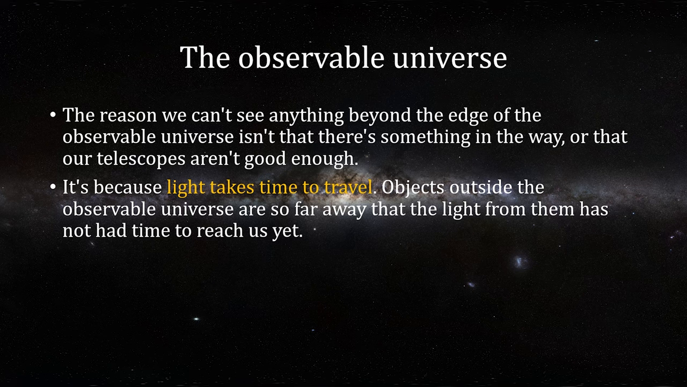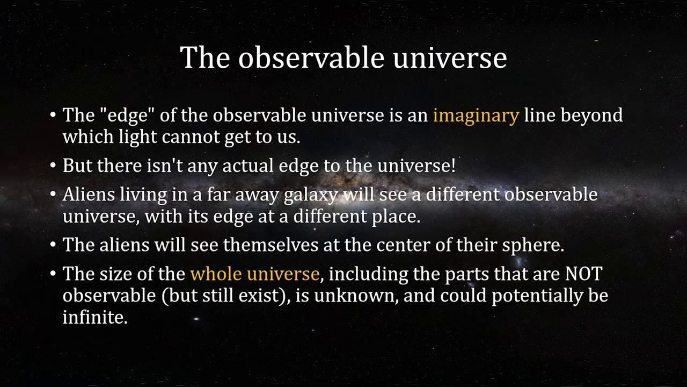Now, it's important to understand the reason we can't see anything beyond the edge of the observable universe isn't that there is something in the way, like an actual barrier or edge, or that our telescopes aren't good enough to see beyond it. It's because, as I said before, light takes time to travel. So objects that are outside the observable universe are so far away that the light from them just has not had time to reach us yet. In fact, it's never going to reach us because the universe keeps expanding. So the edge of the observable universe is an imaginary line beyond which light cannot get to us. But there isn't any actual edge to the universe.